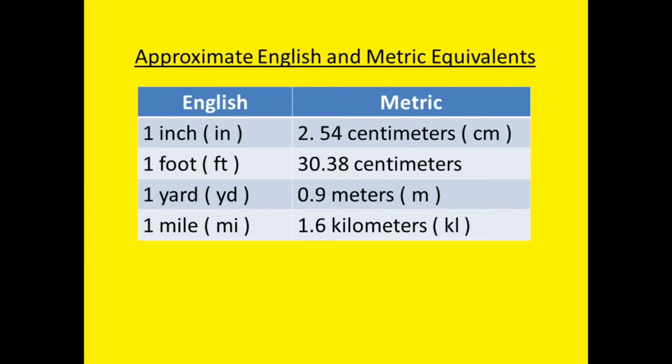Remember all of these units, guys. Then the approximate English and metric equivalents. 1 inch, or in, is 2.54 centimeters. 1 foot, or ft, is 30.48 centimeters. 1 yard, or yd, is 0.9 meter. 1 mile, or mi, is 1.6 kilometers.